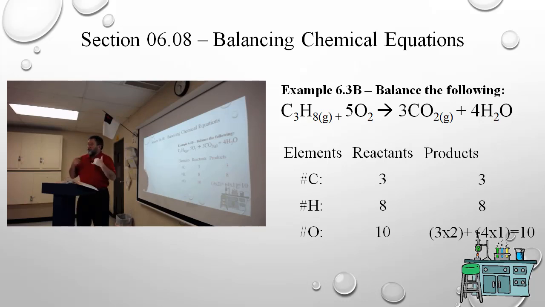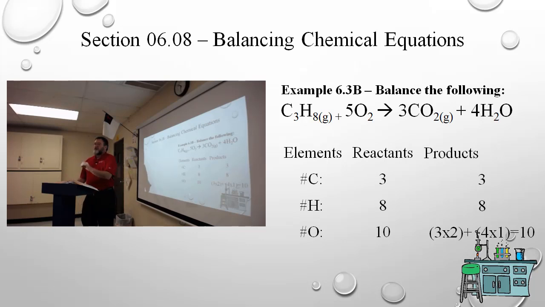Now, what I didn't encourage you to do yesterday, I'd like you to do today, is go back and look at the coefficients of the balanced reaction equation. 1, 5, 3, and 4. What is the greatest common factor? 1. We're done. Hypothetically, if it was 2, 10, 6, and 8, the greatest common factor would be 2. We'd divide everything by 2, and you would end up with 1, 5, 3, and 4.